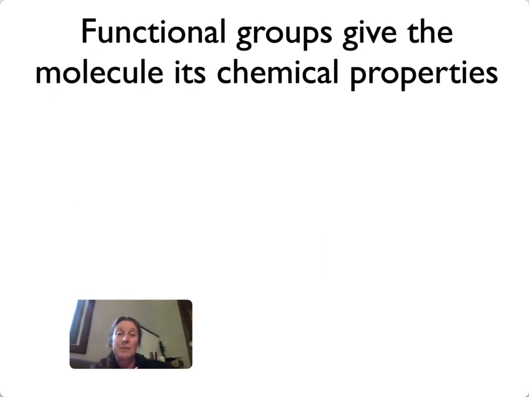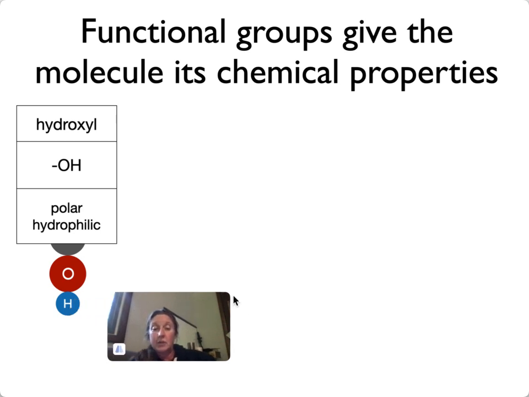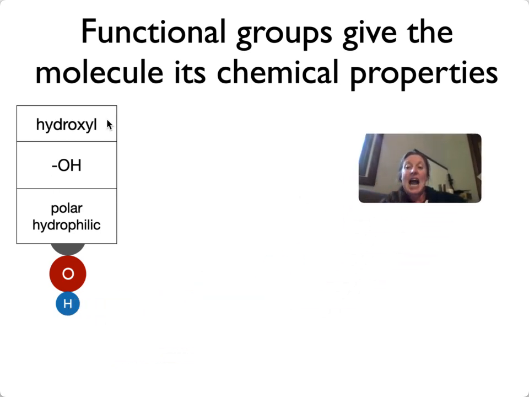Now, let's talk a little bit about functional groups. Functional groups give the molecule its chemical properties. So the first one I want to talk about is the hydroxyl group. A hydroxyl group has this molecular formula. It's an oxygen. Oxygen always has 2 bonds, and that oxygen is bound to a hydrogen. So one of its bonds is to hydrogen, the other bond is to the carbon that forms the framework of this organic molecule. So here's a drawing of it.